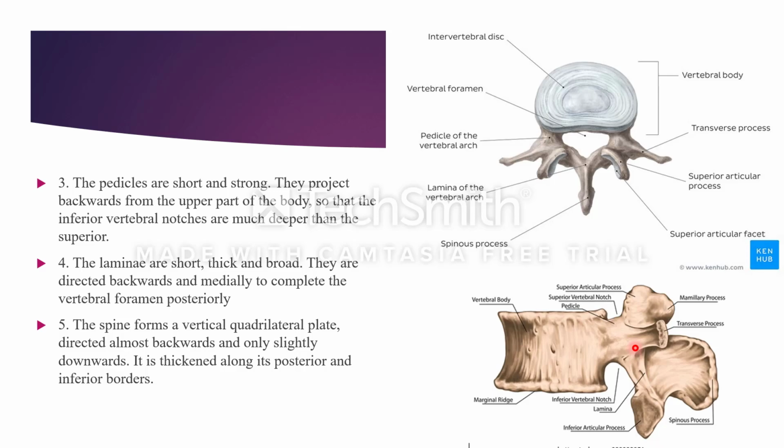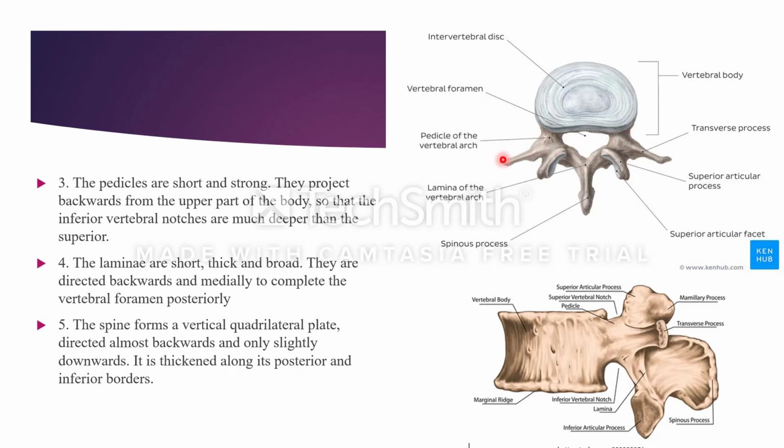See here, these are the laminae. This is the lamina. They are short, thick and broad. They are directed backwards and medially to complete the vertebral foramen posteriorly. See here, this is the vertebral foramen. These are the two pedicles of the vertebral arch.